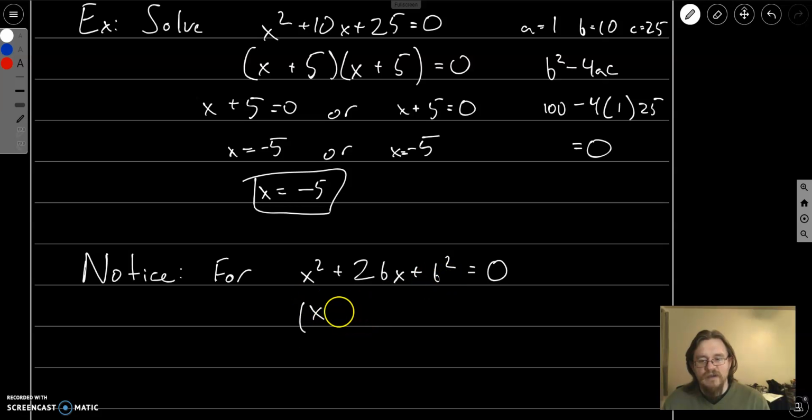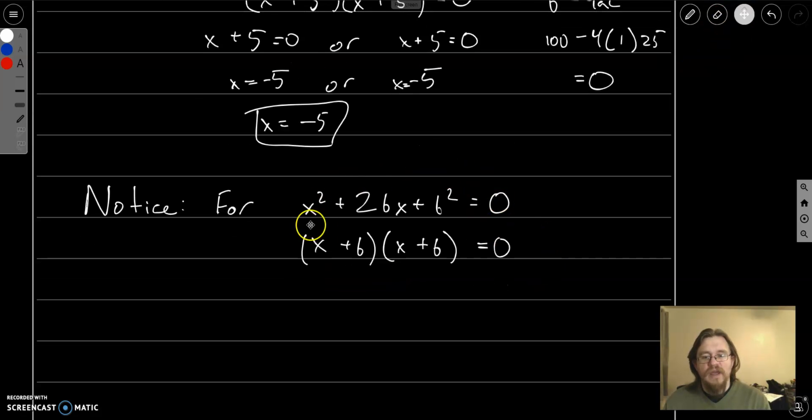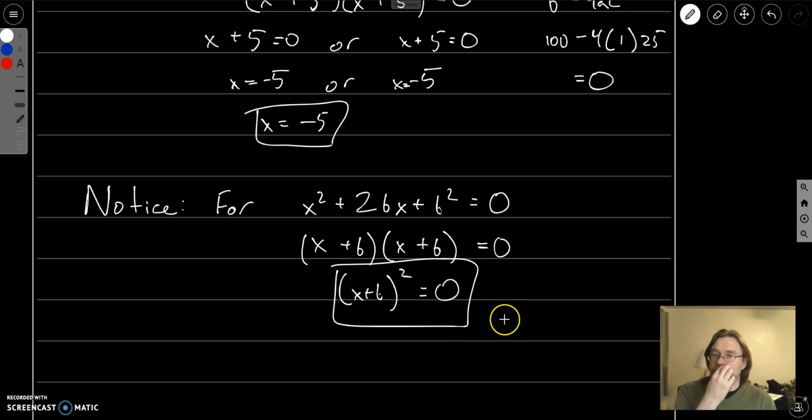If we have x plus b times x plus b, well, if I FOIL this out, I'm going to get a b squared back here, and I'll get an x times b and an x times b. Well, that adds up to 2bx and an x squared. So when I have this, this is going to be a perfect square, and I can also write this as x plus b quantity squared is equal to 0. So this right here is fairly nice.